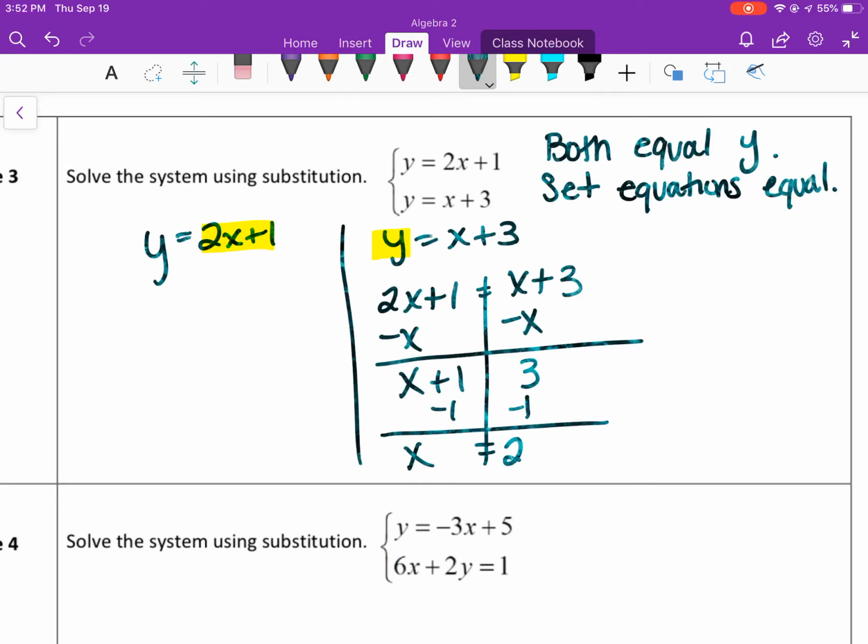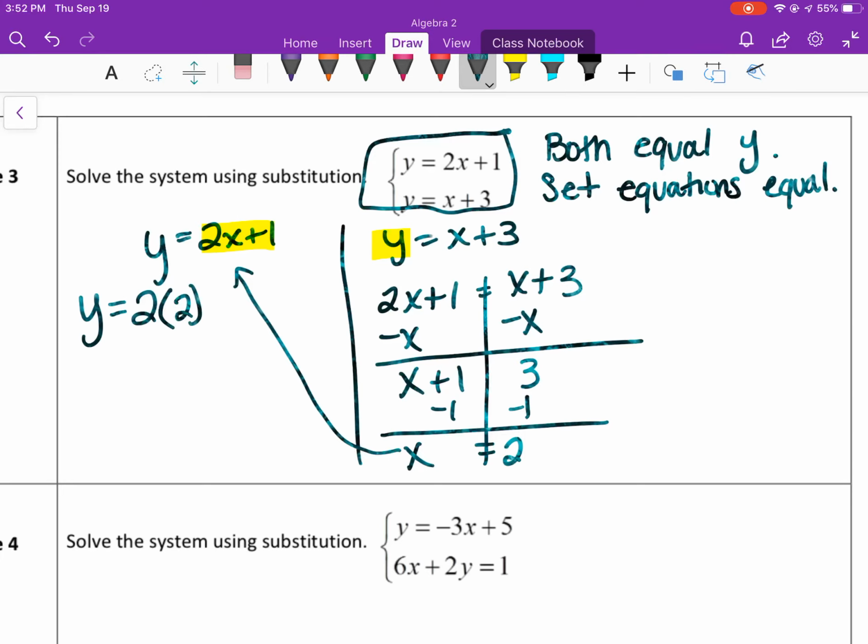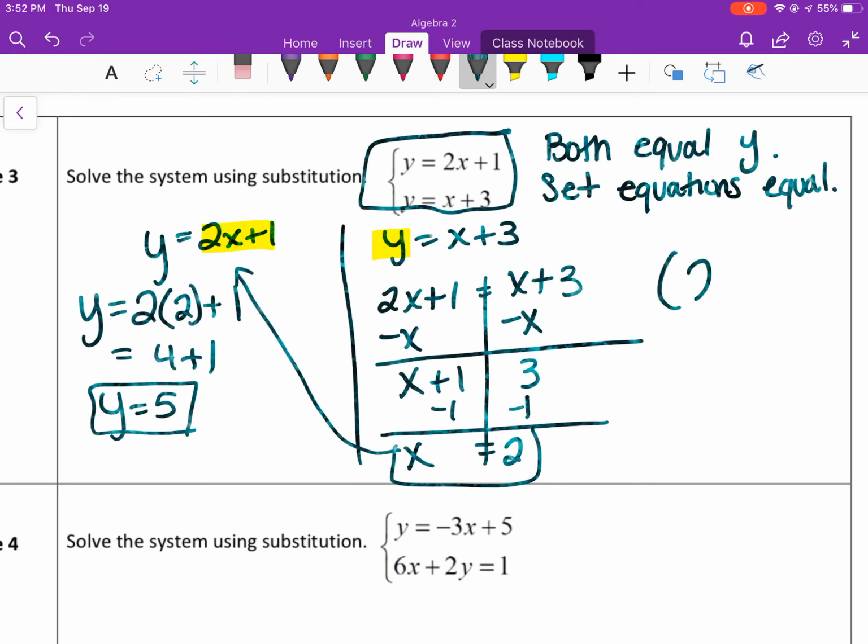So x equals 2. So now you can plug x equals 2 into either equation up here, and you're going to get 5 no matter what. If x equals 2, y equals 5. But I'm just going to plug it back into this equation on the left. So y equals 2 times 2 plus 1. So 4 plus 1, y equals 5. So my final answer with x is 2 and y is 5. So (x, y).